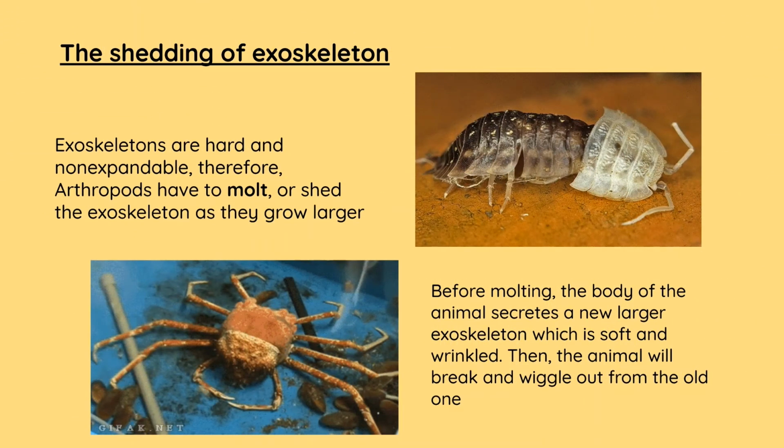We have learned that exoskeletons are pretty hard and non-expandable. Then, how do animals grow if they don't have room to increase mass? They have to molt or shed the exoskeleton as they grow larger. Before molting, the body of the animal secretes a new larger exoskeleton which is soft and wrinkly. Enzymes are also released to partially dissolve the weakened old exoskeleton so that the animal can break through and wiggle out from the old one.